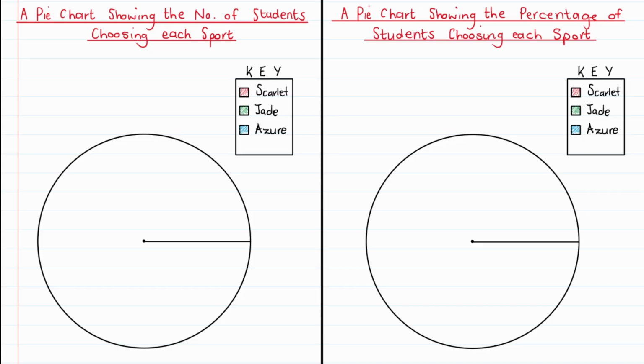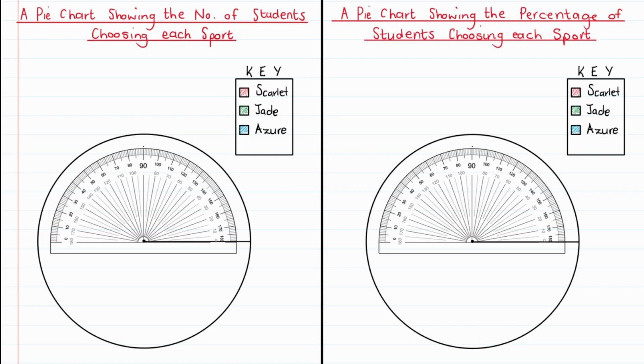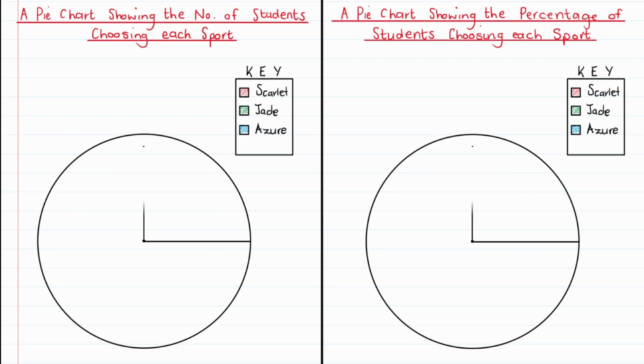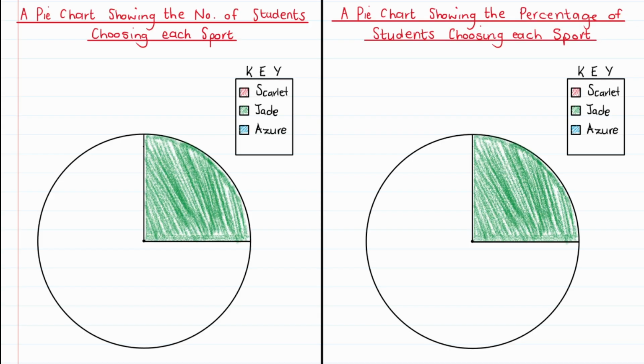So in this case, since the Jade house had the smallest number of students or smallest percentage of students, I'm going to start by measuring the angles for this house. According to my calculations, I should be measuring 90 degrees with my protractor. So once I've made a point, I'm going to draw in my next radius and color in my sector the same color as the key.